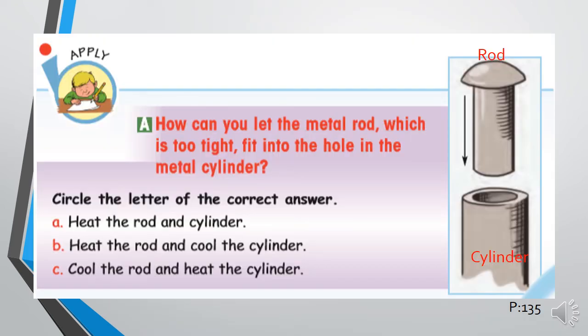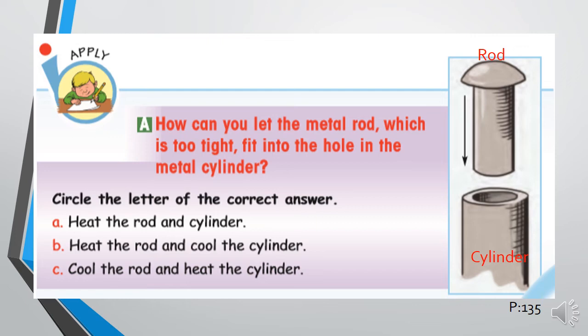Page 135. I have to circle the letter of the correct answer for this exercise. How can you let the metal rod which is too tight fit into the hole of the metal cylinder? As you see, we have a rod and we have a cylinder. I have to put this rod inside this cylinder. How? By heating the rod and the cylinder. If I heat both of them, can I put the metal rod inside the cylinder?